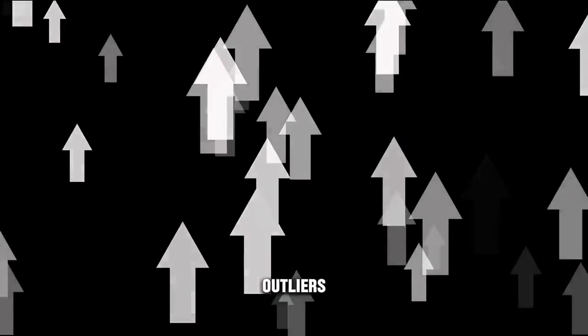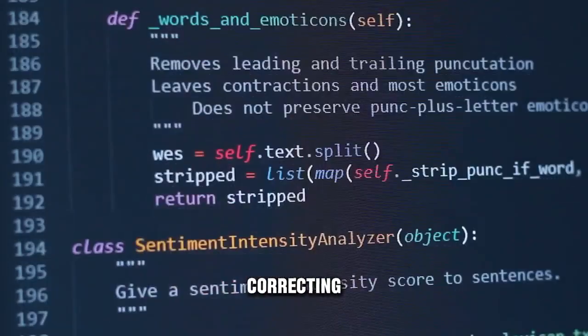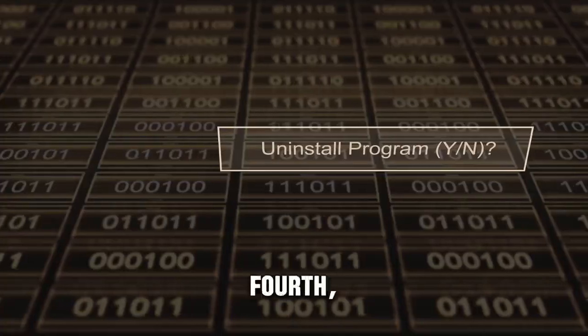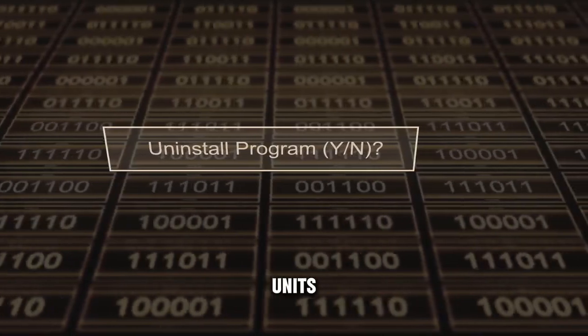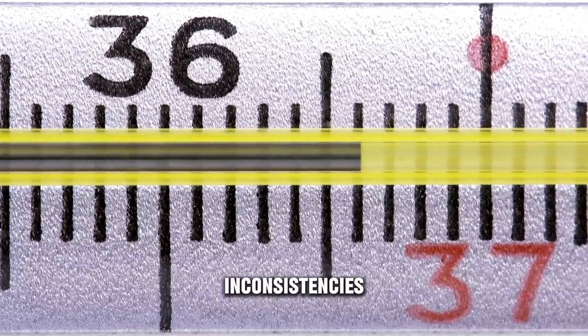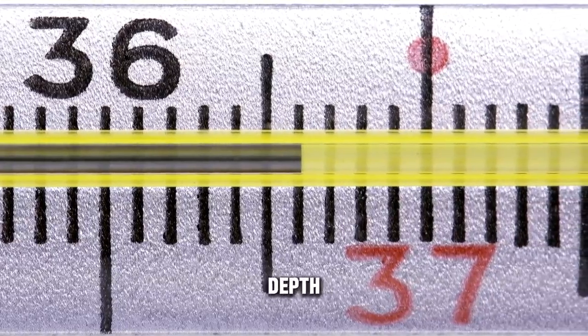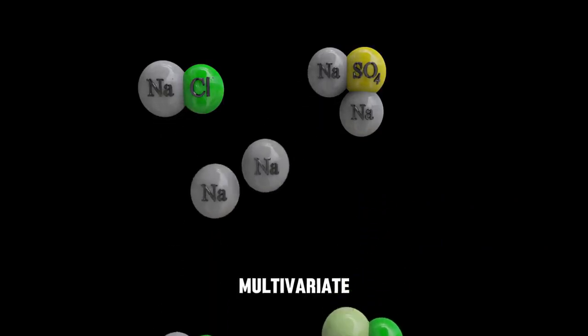Second, managing outliers. These extreme values can be deleted, replaced, or kept if they're considered geologically real. Third, correcting errors. This means standardizing text entries and fixing typos. Fourth, removing duplicate records. You also need to standardize units, convert data types to the correct format. And finally, resolve any logical inconsistencies, like a drill hole sample where the end depth is shallower than the start depth.